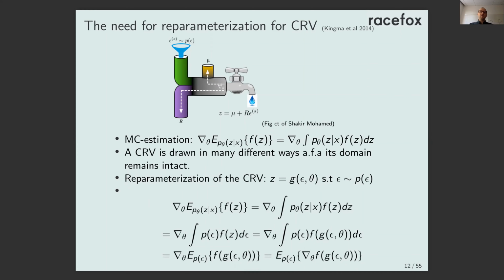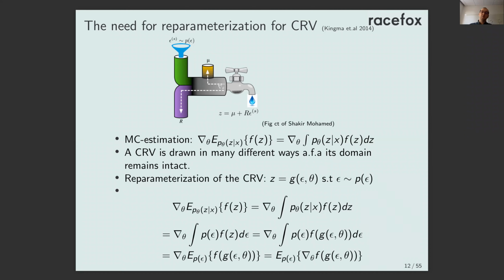And the computation of the gradient now can be reformulated using the p of epsilon. That means that we don't have to draw samples anymore from p of z, but we can draw them from p of epsilon here. And the expectation becomes as here. That means that for the gradient, the derivative, the p of epsilon is not depending on theta anymore. That means that you can put this inside the expectation term.